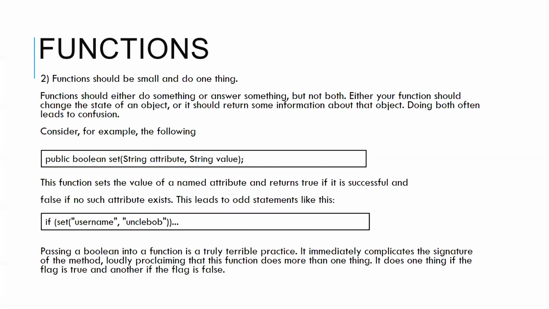you cannot easily understand whether this function is actually setting the value of username to Uncle Bob, or whether it is actually checking if the value of username is Uncle Bob or not. So this kind of confusion can be easily avoided by not complicating the signature of the method. And such things should be divided into multiple functions for checking.